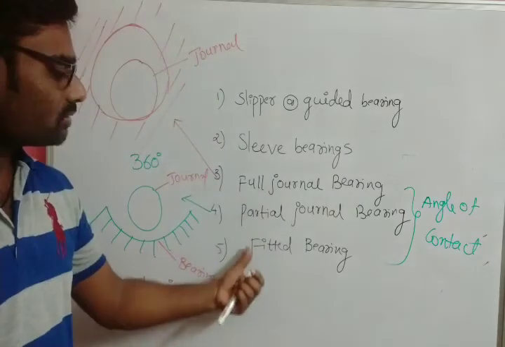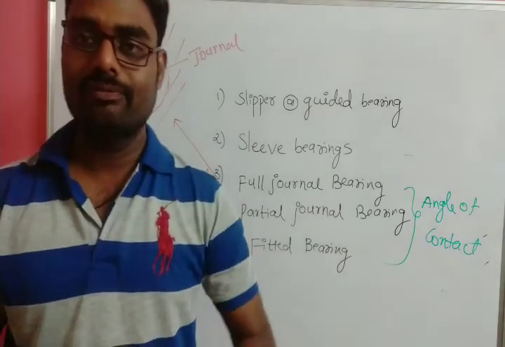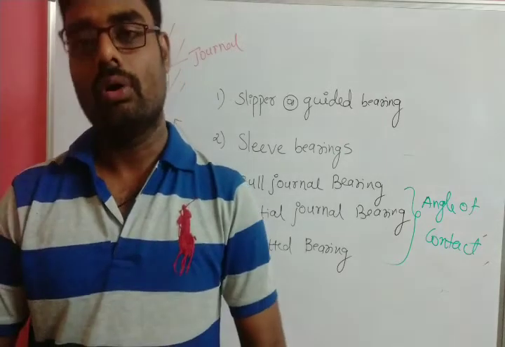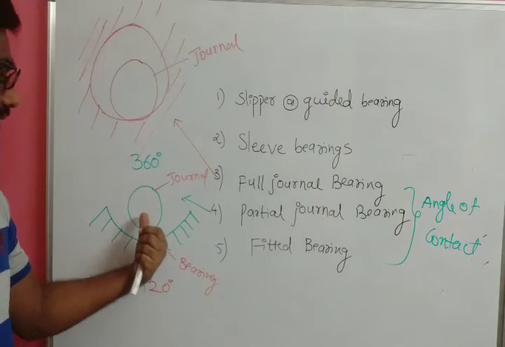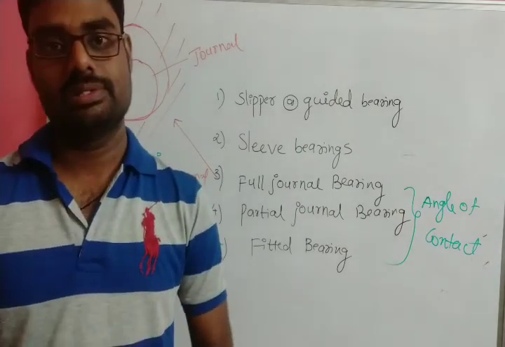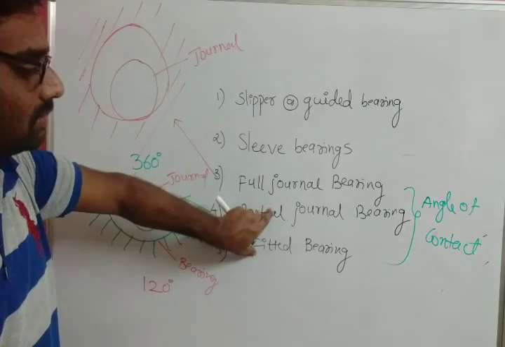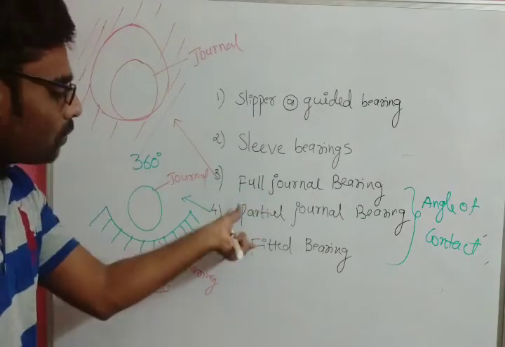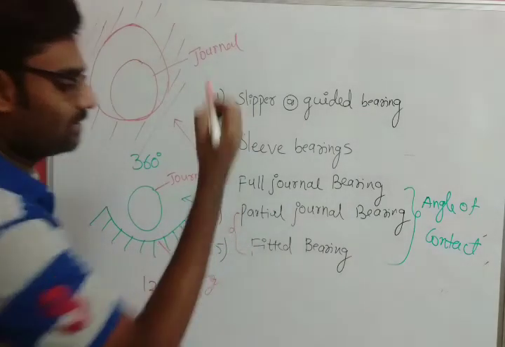Then fifth one is fitted bearings. What is the meaning of fitted bearing? In a fitted bearing also, the angle of contact between the journal and bearing is 120 degrees. So in partial and fitted bearings, the angle of contact is 120 degrees.